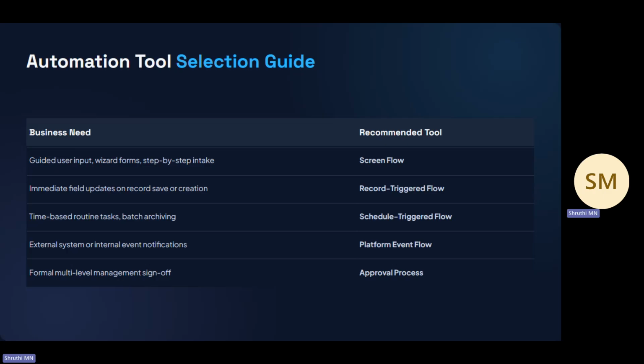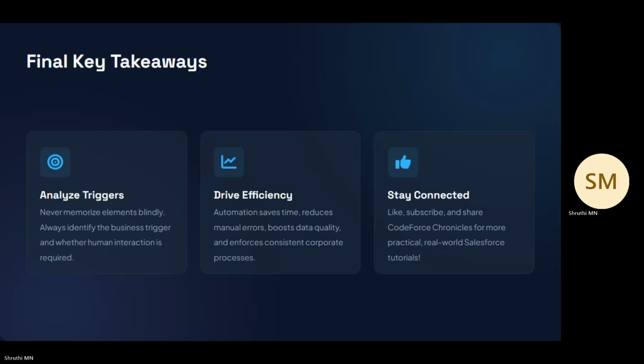a definition. And if they ask, what if the opportunity becomes closed one and the automation should happen automatically? You say record trigger. If they ask if it needs to run every Sunday, you say scheduled trigger flow. Always connect requirement to trigger, then to flow. Remember, user interaction means screen flow, record change.